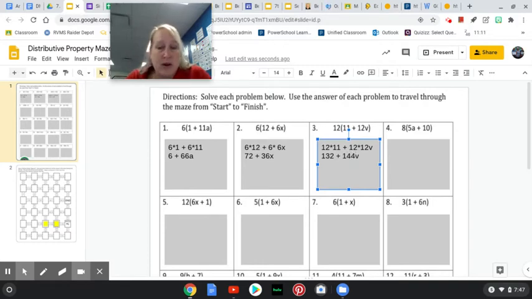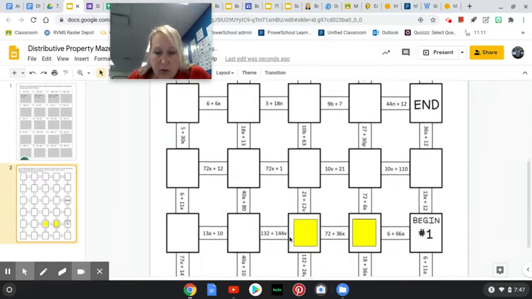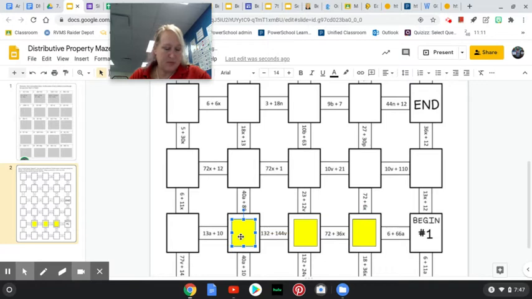All right, so when I go back to my maze, I'm looking for this answer. So come back down here. 132 plus 144b. I can't drag this square. I have to drag that square. So that is the plan. I don't know how to stop.